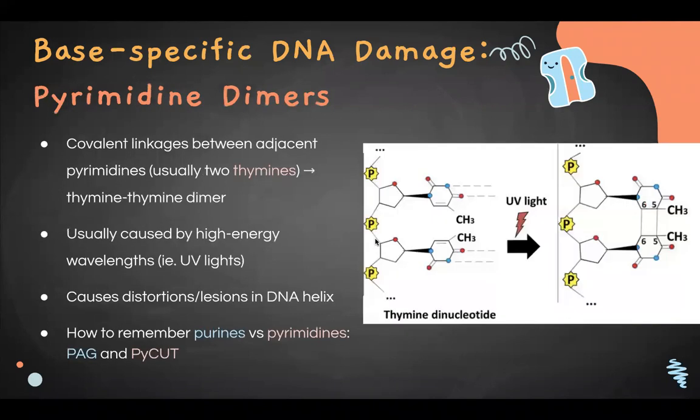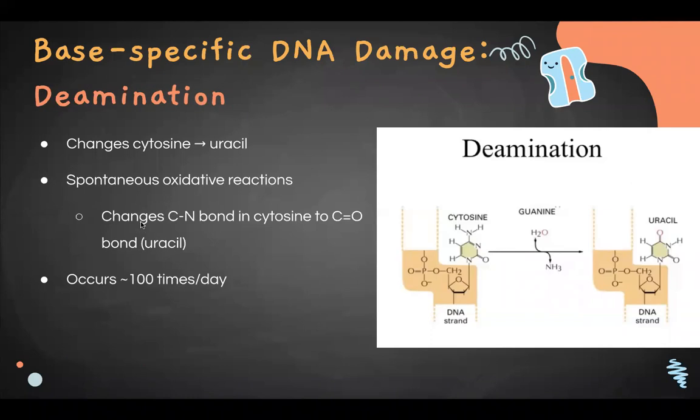So this obviously is not good, because it won't be able to relay the same information as a nucleotide as the cytosine that it was supposed to. And this occurs a little less, but it still occurs about 100 times a day in a cell, and again varies.